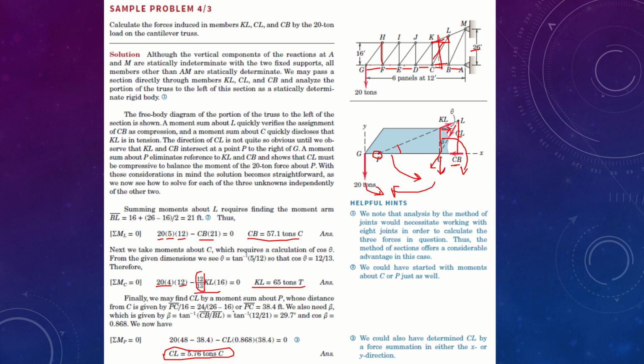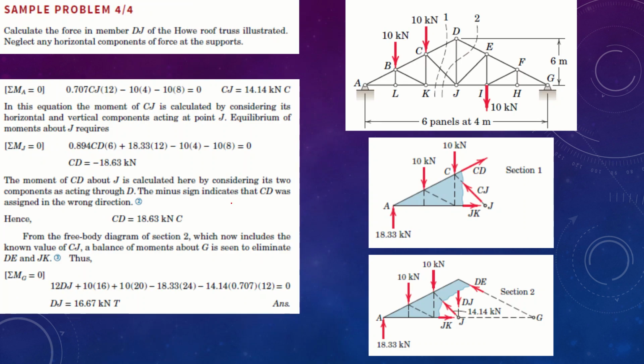Now, this is a very simple example. Let us move forward to another example, a sample problem. Now, if you look at this, we have to calculate the force in the member DJ of a Howe roof truss as illustrated right here. Neglect any horizontal component of the force it supports.